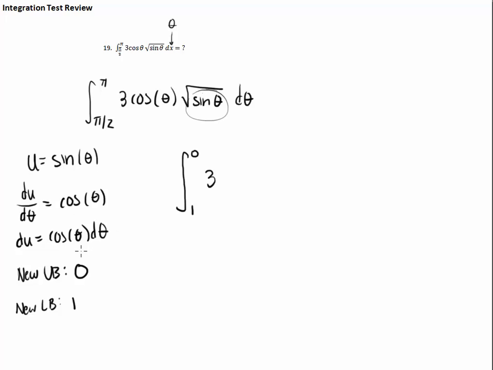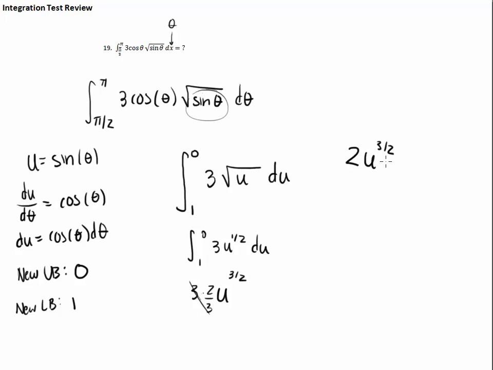I can replace cosine d theta with du. So it's going to be square root of u du. And this, I can take the antiderivative of that a lot easier. So keep in mind this is 3u to the 1/2 power. The antiderivative of this is going to be u to the 3/2 power. I already have a 3 out in front. Multiply it by the reciprocal of that. Well, that's nice. 3's go away. So I've got 2u to the 3/2 power evaluated from 1 to 0.